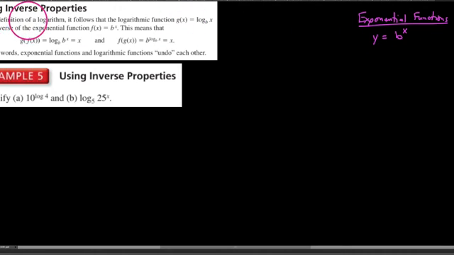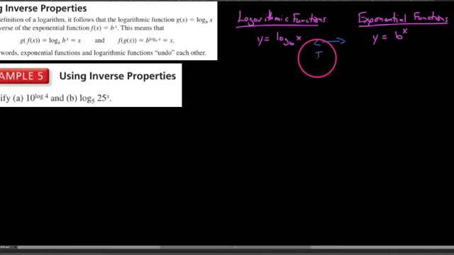Then we're going to say that by definition of a logarithm, it follows that the logarithmic function g of x here is equal to log base b of x, the inverse of this exponential function. And so what we're going to see is that going forward, logarithmic functions are the inverses of exponential functions. In this case, they're saying g of x. I'm going to write this as y equals log base b of x right here. And so we'd say that these two functions are by definition inverses of one another.